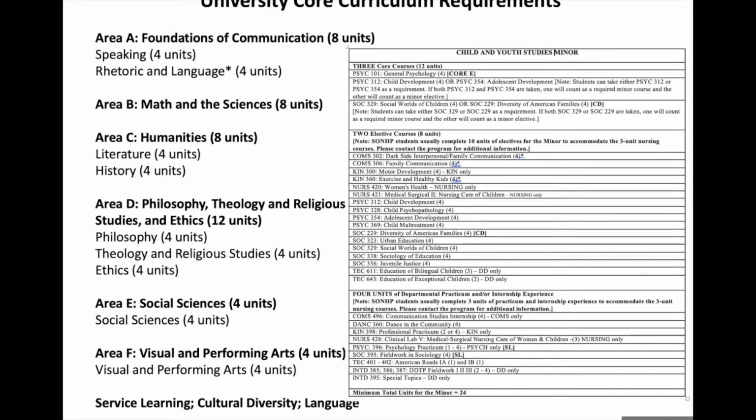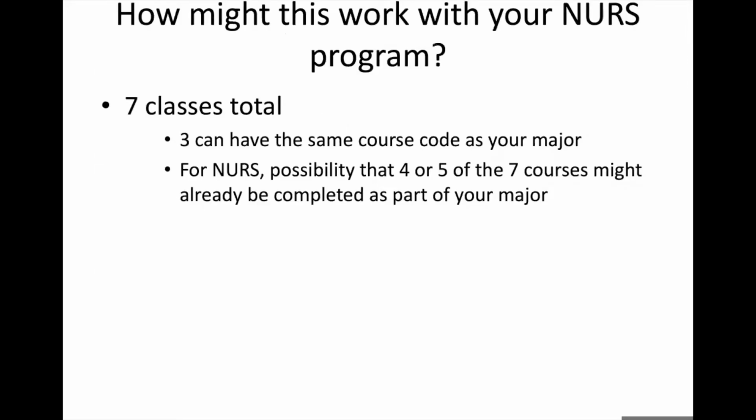Now, the way that this child and youth studies minor works is really nice because there is a lot of overlap that can work for nursing students going through this program. So I want to go through some of those specifics. In total, there are 7 classes that will be part of your program. 3 can have the same course code as your major, meaning those that are NURS. And for nursing students, though, there might be more that you are actually required to take that really do count towards your minor. So let me go over that today.